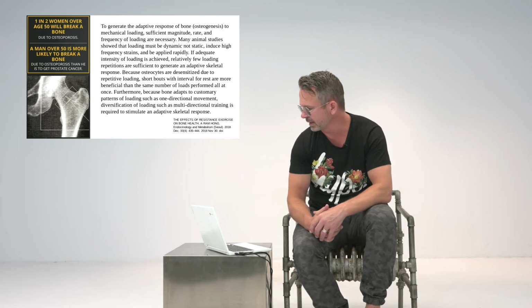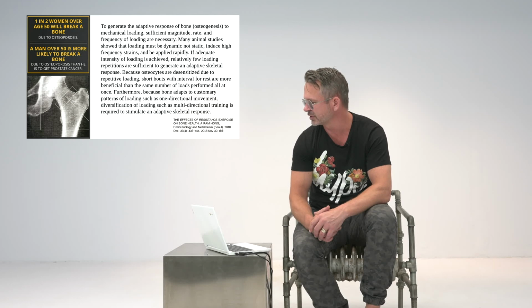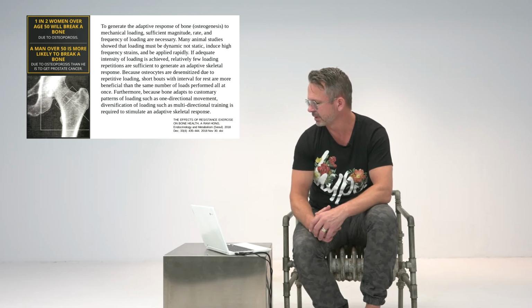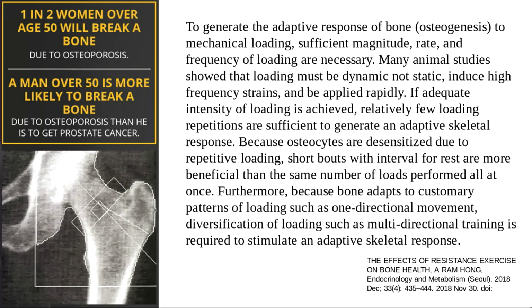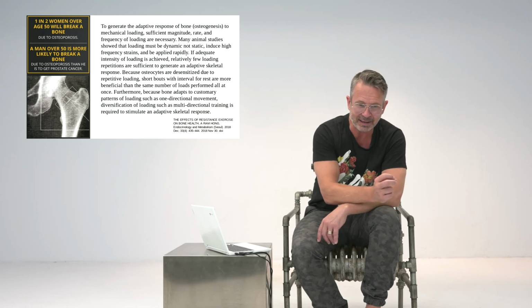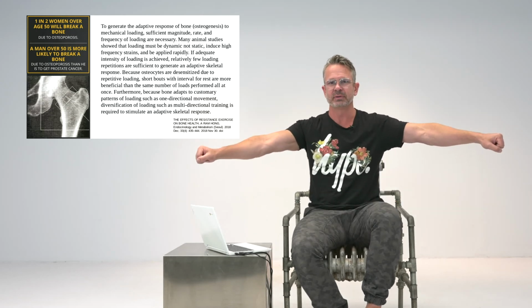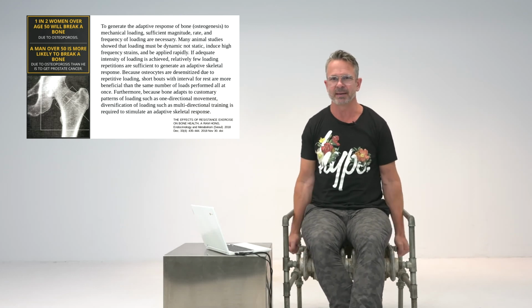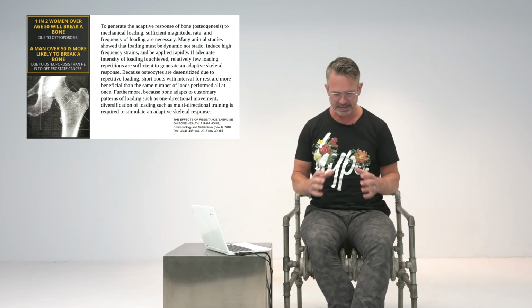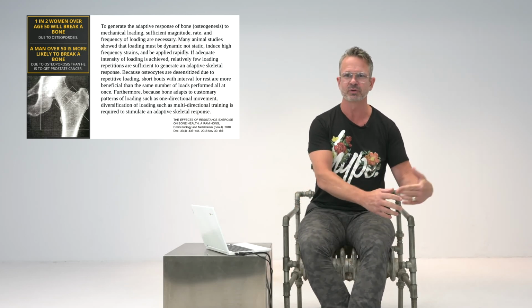But to generate the adaptive response of bone, osteogenesis, mechanical loading of sufficient magnitude, rate, and frequency of loading are necessary. Many animal studies show that loading must be dynamic, not static. So this is where the explosive isometric comes into play, right? So static holding, where I'm just going to stay there and do nothing, is significantly different than if I were to take my chair and just go boom into that, right? That impact and loading, and because of that stoppage, we'll call that explosive isometrics.